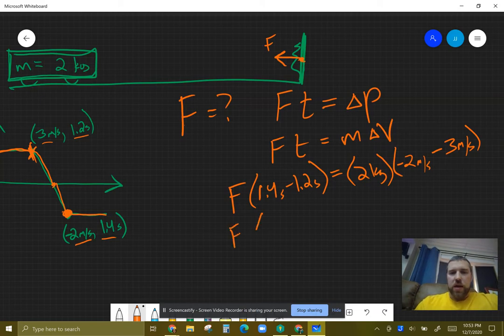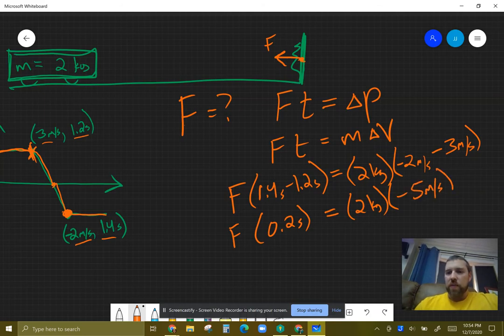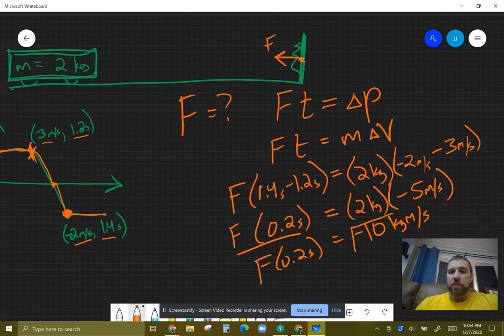Okay, force times the whole crash lasted 0.2 seconds, equals 2 kilograms times my delta v, which is -2 minus 3, so it actually changed by -5 meters per second. I'm going to divide both sides. Well, I'll do one step at a time. Let's keep this for now. 0.2 seconds. 2 times -5 gives me -10 kilogram meters per second. So what's my change in momentum? That's -10 kilogram meters per second.